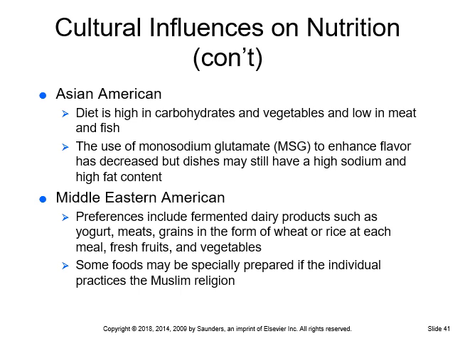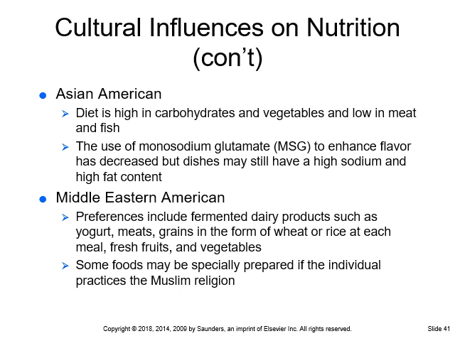The popularity of Asian American cuisine is evident throughout the United States. The traditional Asian diet is high in carbohydrates and vegetables and low in meat and fish. Mung beans and soybeans and products such as sprouts are also used. Vegetables are rarely eaten raw. They are stir-fried with small amounts of added meats and served with rice or noodles. The practice of adding MSG to enhance flavor has decreased. However, dishes may still have a high sodium and high fat content.